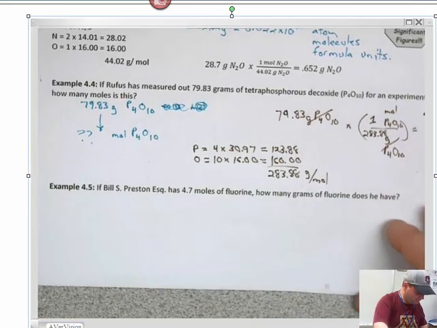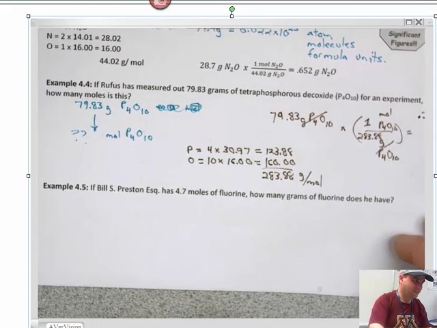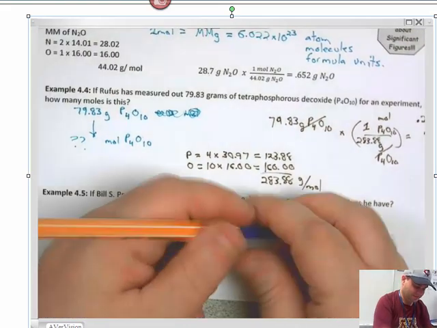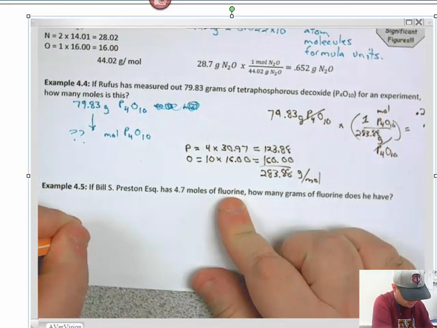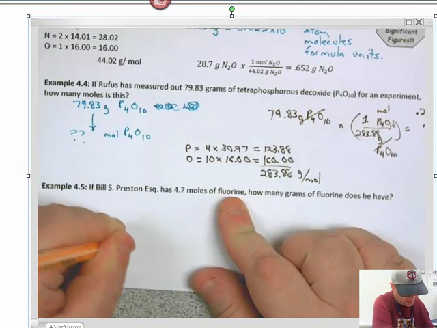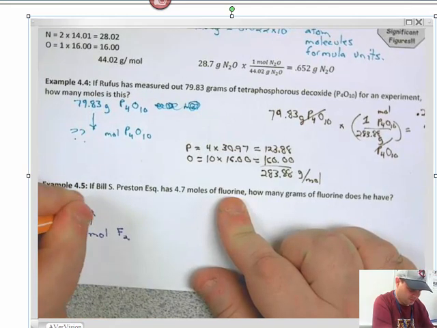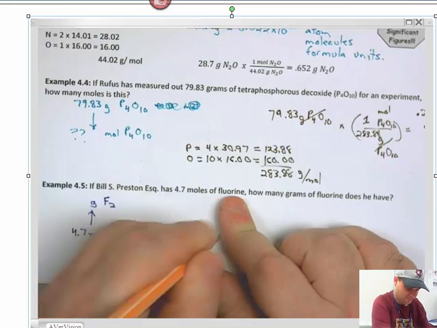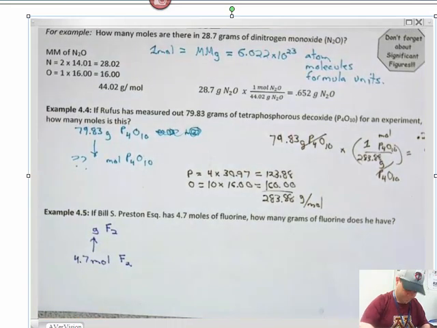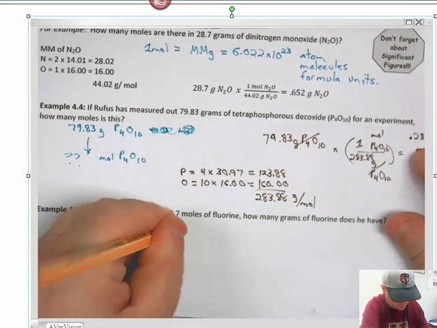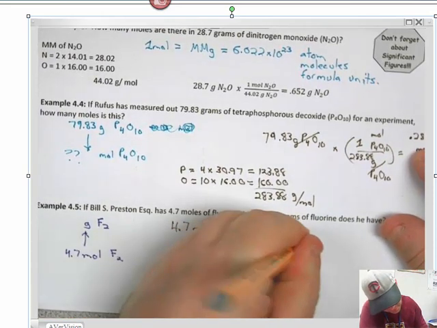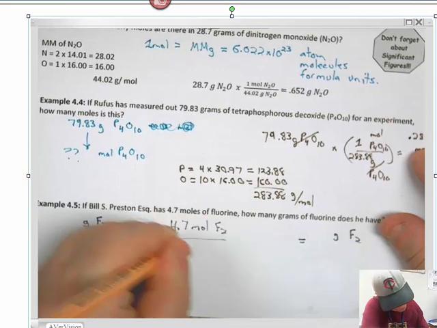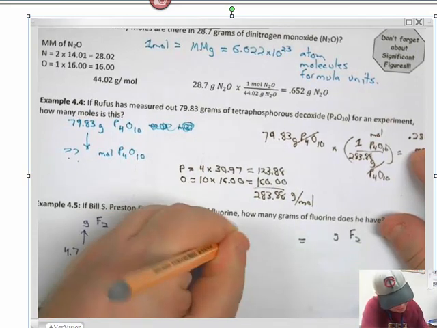Hey, if Bill S. Preston Esquire has 4.7 moles of fluorine, how many grams does he have? So for this problem here, we have 4.7 moles of fluorine. Remember, fluorine is F2. And we're going to go up to grams of F2. So we have 4.7 moles of F2. We are trying to find the grams of F2.